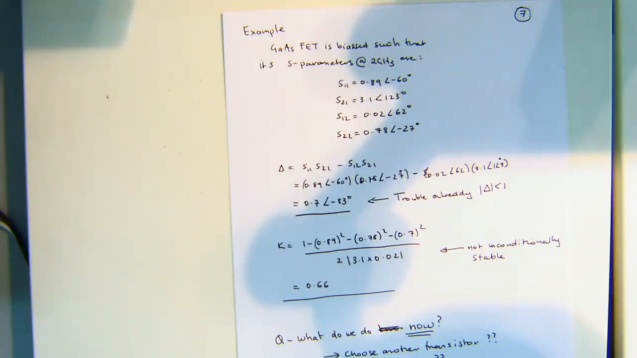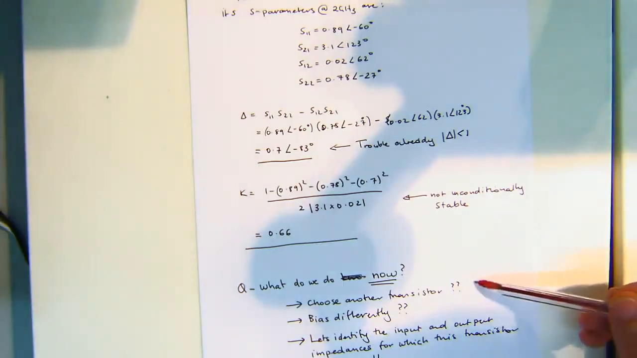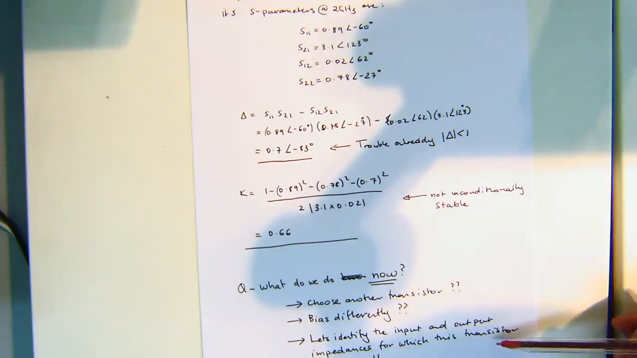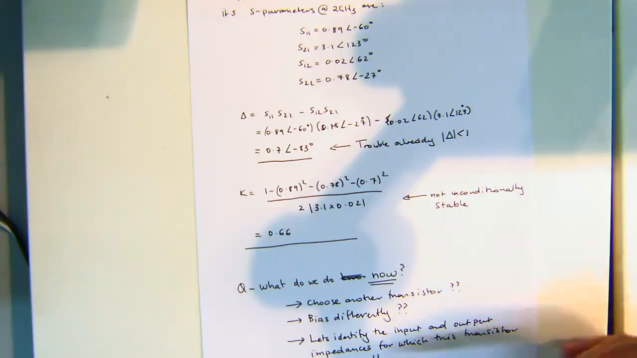Depending on what our flexibility is, we could say, well, throw away the transistor and let's look at a different type, or we can bias it differently. Or what we're going to do now is look at what the input and output impedances are for which this transistor is stable, and let's work out the process to identify what all the load and source impedances are.